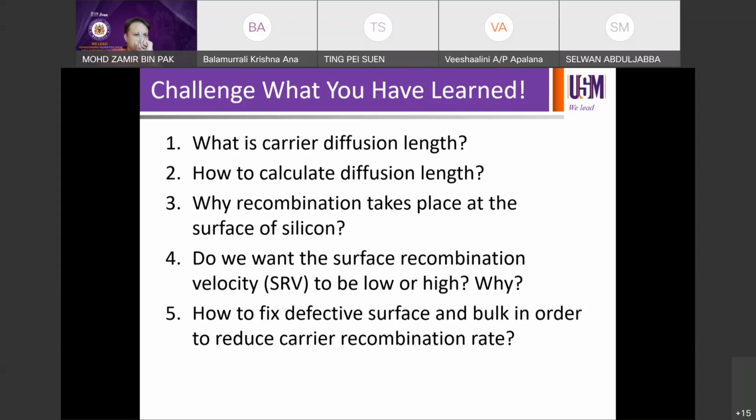How do we then calculate diffusion length? From the given definitions now, how do we calculate carrier diffusion length? What equation do we use?